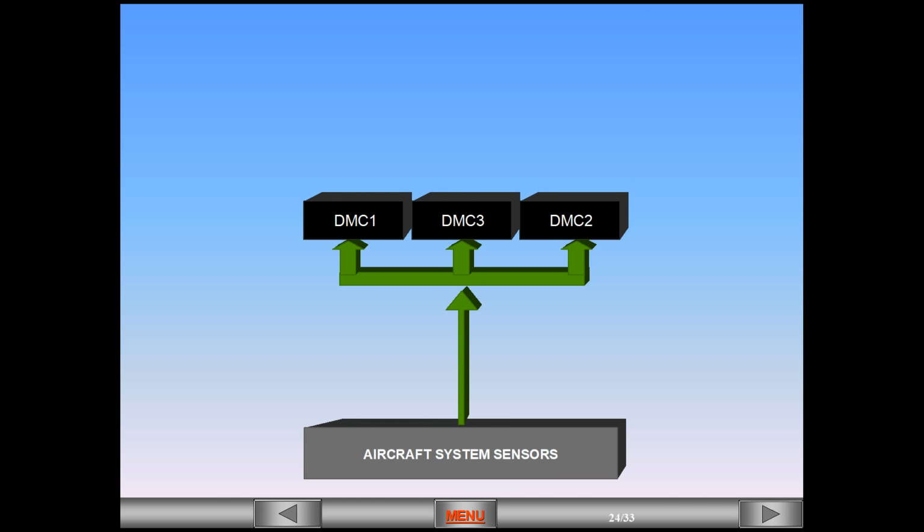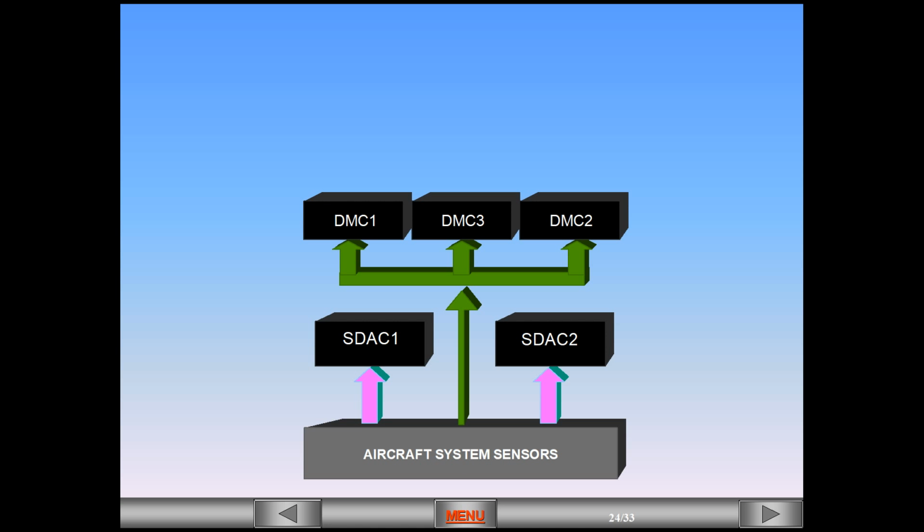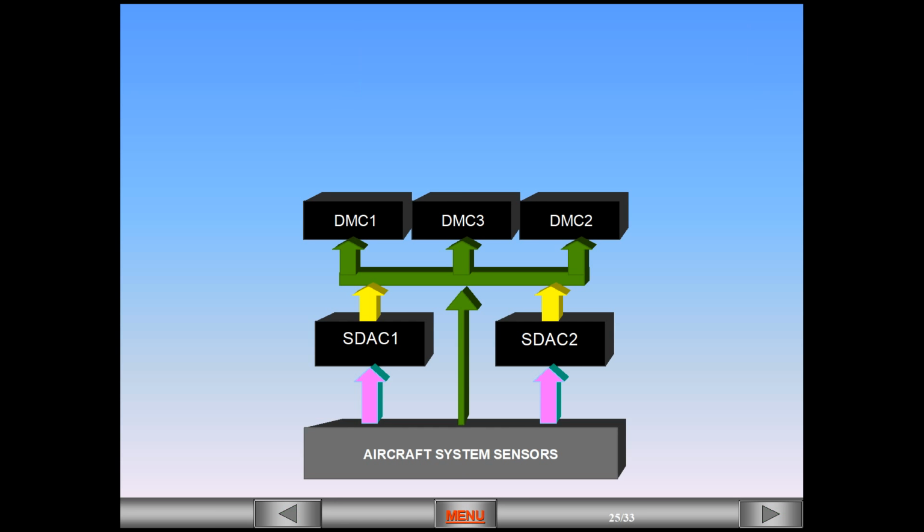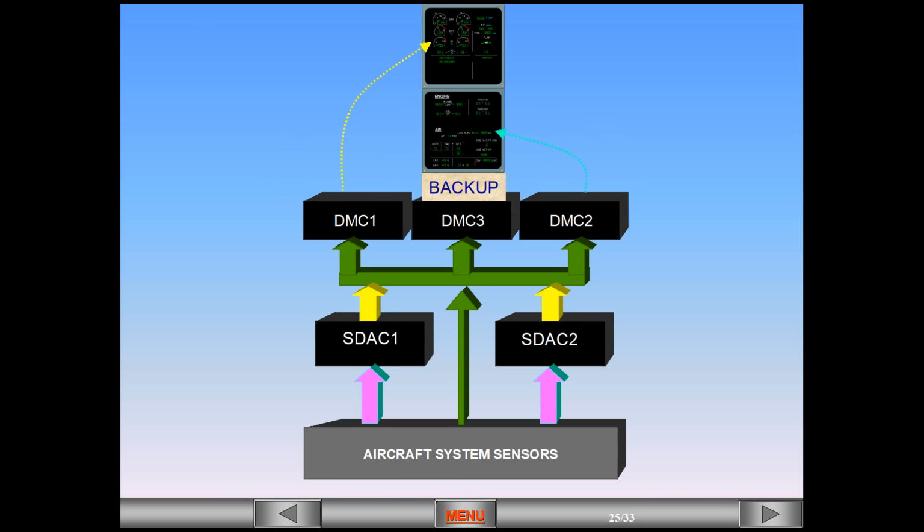For a majority of the systems, the sensors supply data to two Systems Data Acquisition Concentrators, SDACs. The SDACs acquire system data, process it, and send system page data to the three DMCs. Normally, DMC-1 supplies the engine warning display. DMC-2 supplies the SD, the system display.